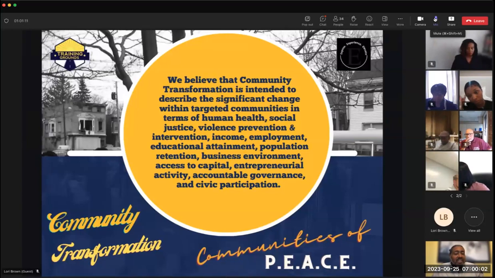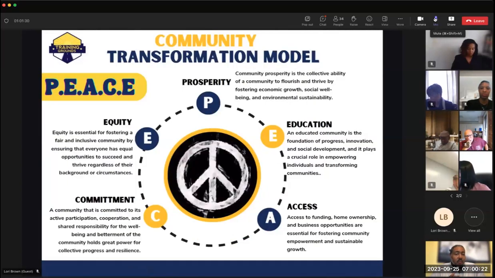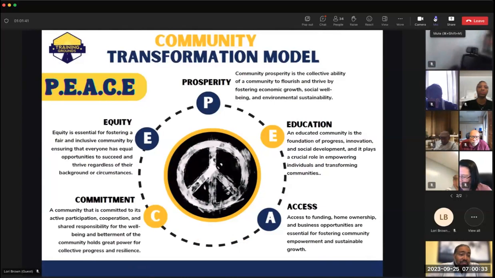And we have literally taken these characteristics and put them into 5 categories. And these are the communities of peace that Tom referred to at the beginning of this conversation. So let me tell you what communities of peace are. When we are approaching and partnering with organizations, we are putting programs in place that are accomplishing these 5 pillars. We understand that peace is an acronym, obviously, if you haven't figured that out by now. It's an acronym that stands for prosperity, education, access, commitment, and equity.